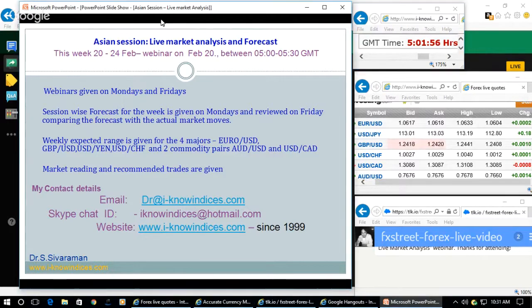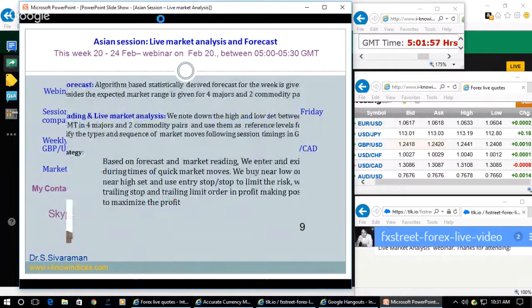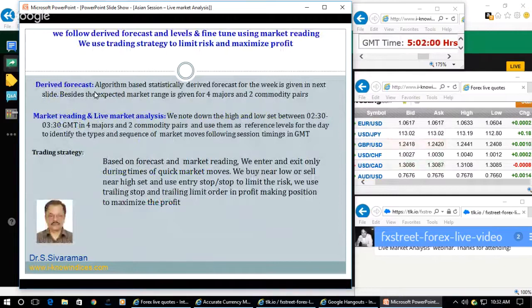So basically, in my trading system, there are three components, namely the derived forecast, the market reading, and the live market analysis, using the live market code page as a single tool for our trading understanding. We don't look into the charts or any of the fundamental analysis. We only take into consideration the time of the release of such fundamental data in order to understand what sort of moves the players are expected to make.